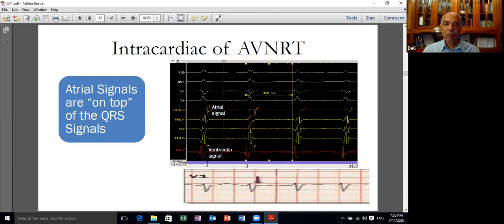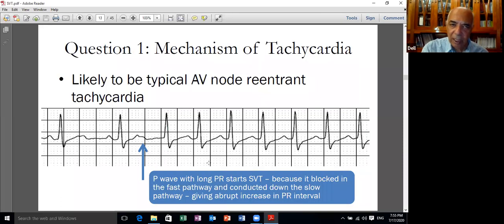We don't know why some people have a dual AV nodal conduction system but do not get an AV nodal reentry tachycardia. This is still under research. Nobody can answer this question at the present time.